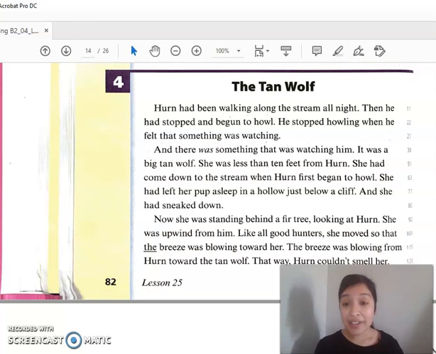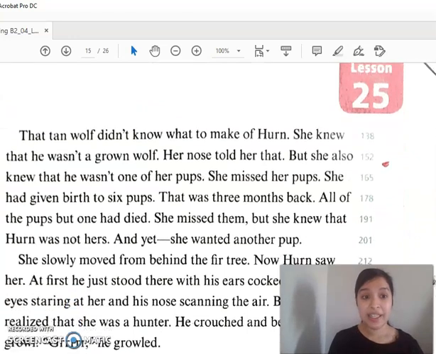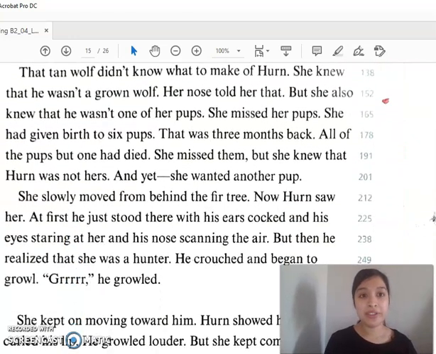Yes, a tan wolf. And what was she trying to do with Hearn? She was trying to what? Yeah, she was trying to hunt him, and she was being very sneaky. Let's go to the next page right here.